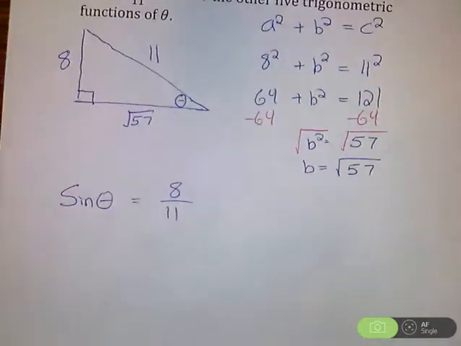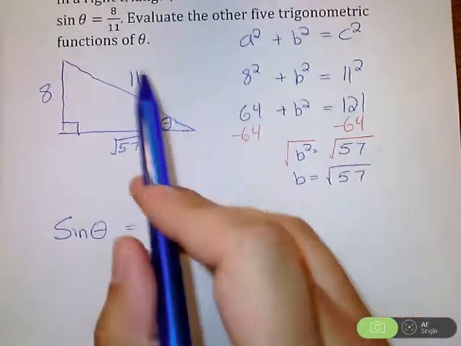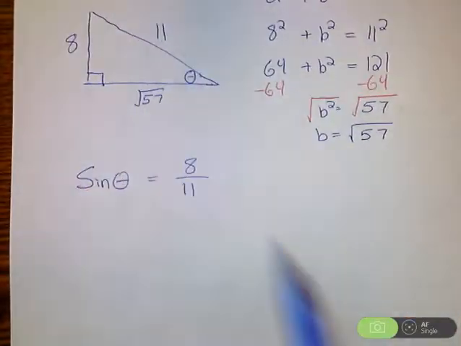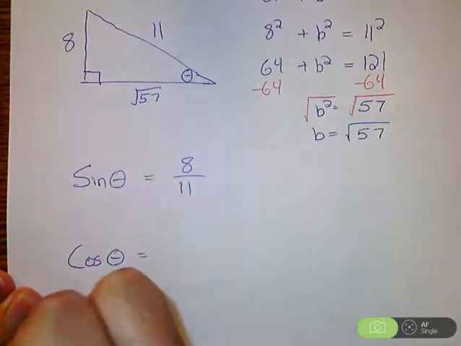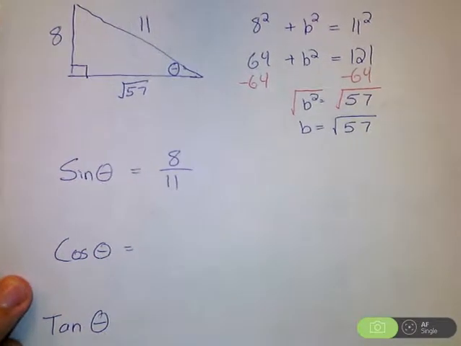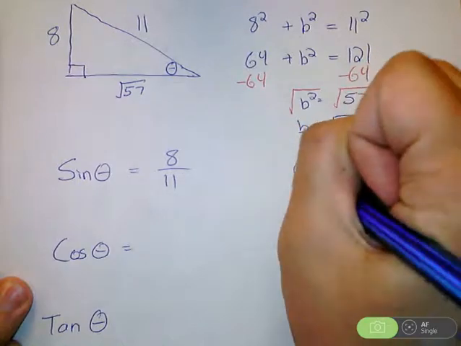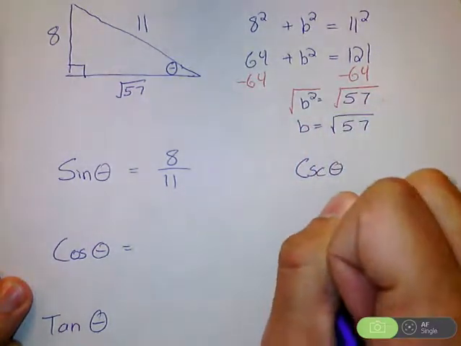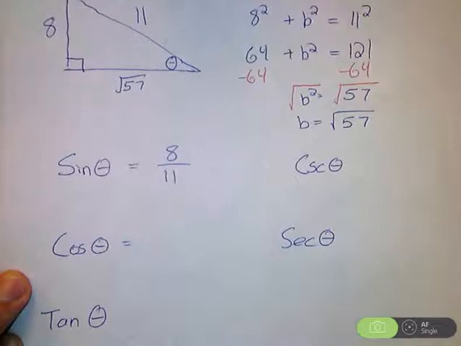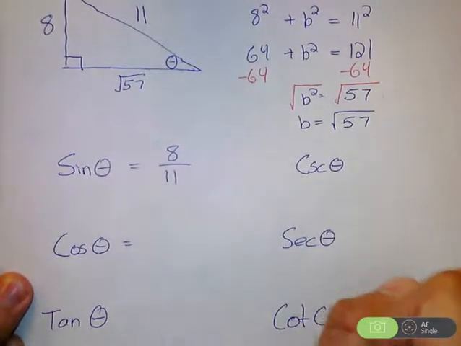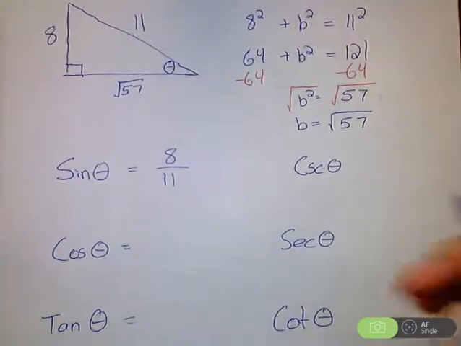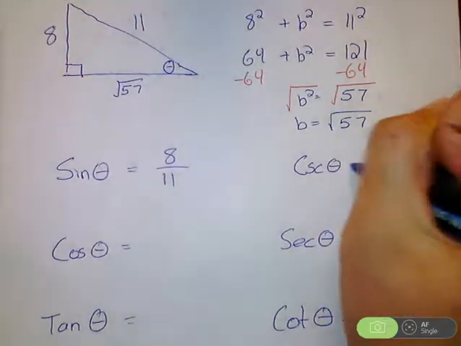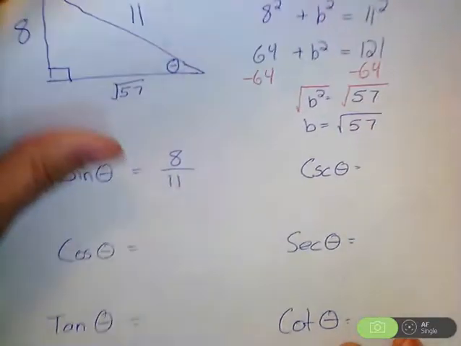So now I can go through and complete the other 5 trigonometric functions. I have my complete triangle there, so I still need to figure out cosine theta, tangent of theta, cosecant of theta, secant of theta, and cotangent of theta. I'm going to start with my first 3 basic ones, and then I'll fill in the others. So let's fill in all 6, and then we'll worry about simplifying.